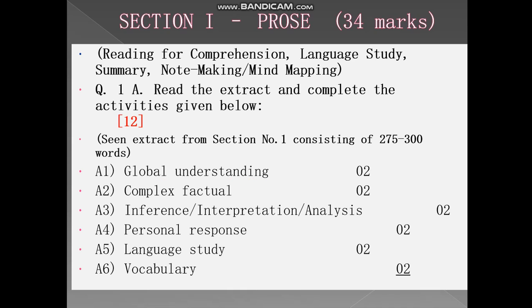Global understanding, what does that mean? After reading that passage, you have to connect the passage knowledge with your global knowledge. What do you know about the significance of that knowledge? What is happening around you? Can you correlate that? That you have to check, and this is called global understanding. Okay, so what sort of activities would they ask you? First one, mention the theme of the passage.